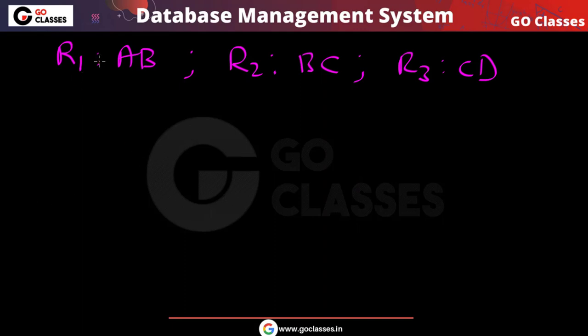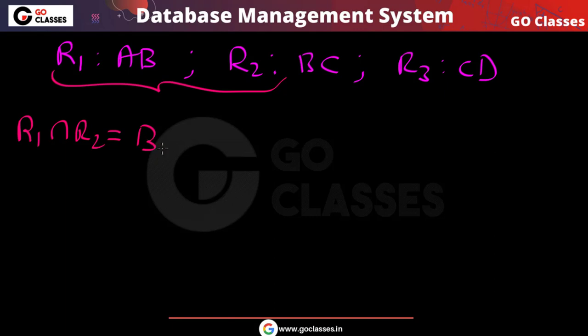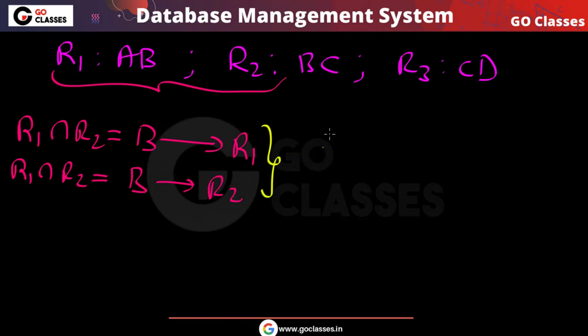Now you can notice these are the sub relations R1, R2, R3. Let us see whether we can combine them or not. Can we combine R1, R2 in a lossless manner? Yes, we can, because R1 intersection R2 is B, and B is a candidate key. B is a super key in R1 and also in R2. B can determine R1 and B can determine R2. So the common set of attributes of R1, R2 is a super key in R1 and also in R2, so we can combine R1, R2 in a lossless manner.